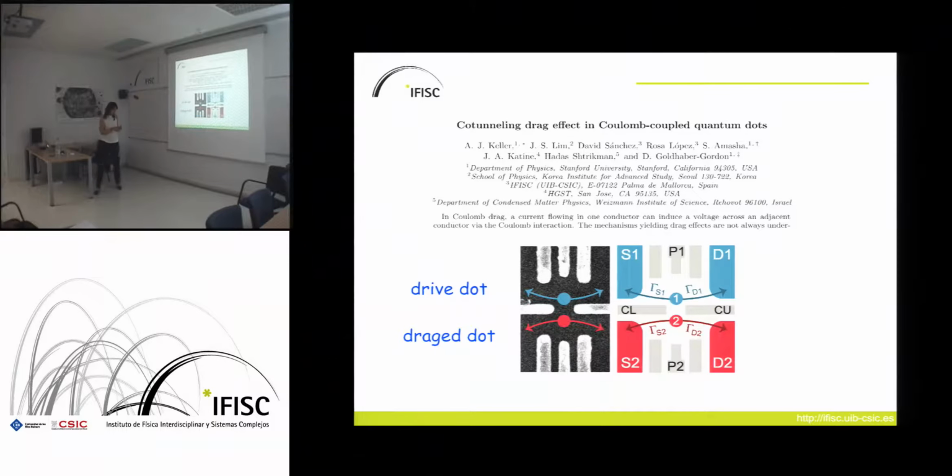So then, because you have here some current, this induces some noise, some fluctuations. And these fluctuations are able to give this extra energy to the upper system.